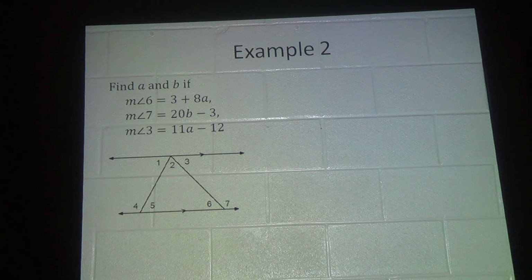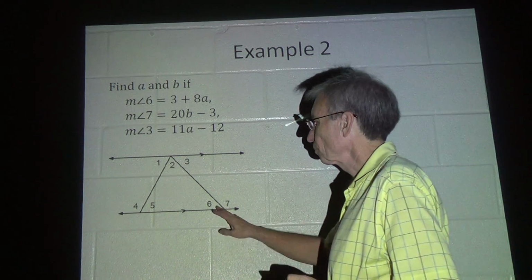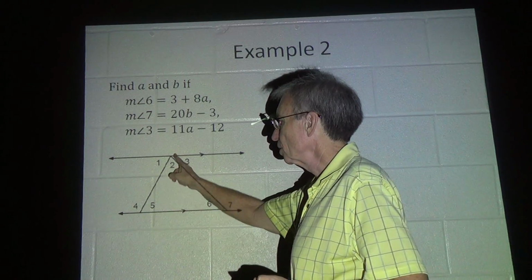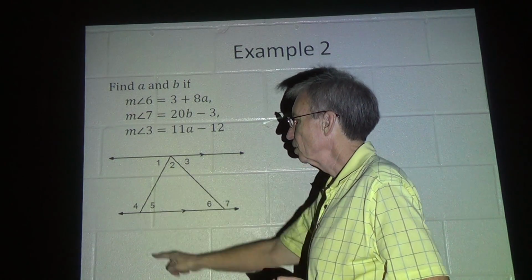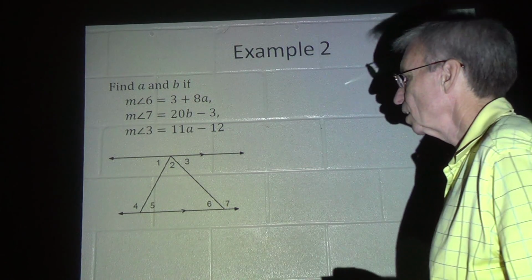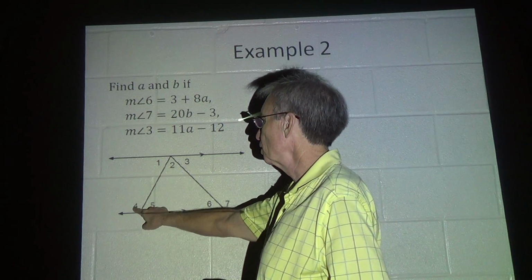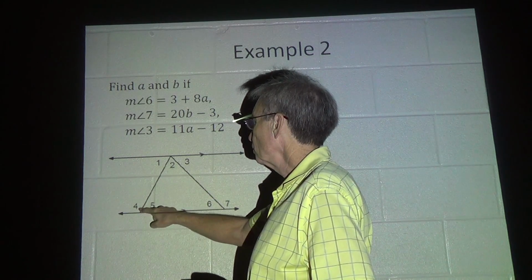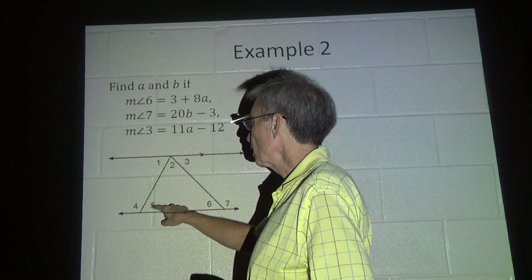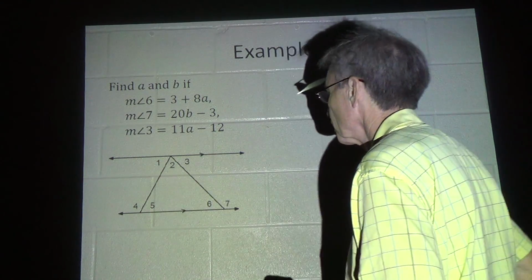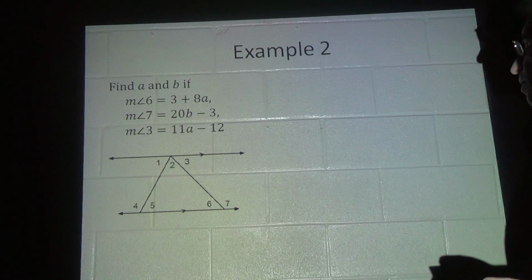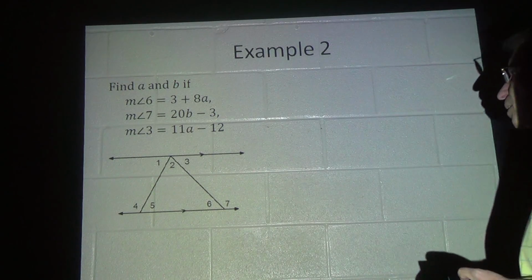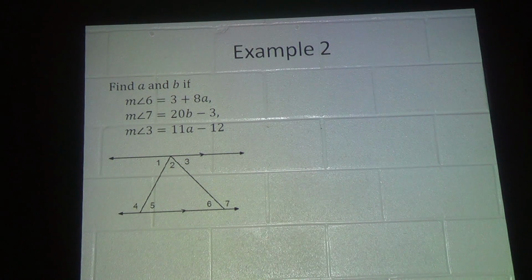Example 2, we've got a triangle and two parallel lines. Each of these sides of the triangle, these two right here, become transversals. So all the angle relationships are true here. Angle 4 is the same as, well, we can't say it's the same as angle 2, but we can say 5 and 1 are the same. And we can say that 6 and 3 are the same. So let's take a look and see what we get.